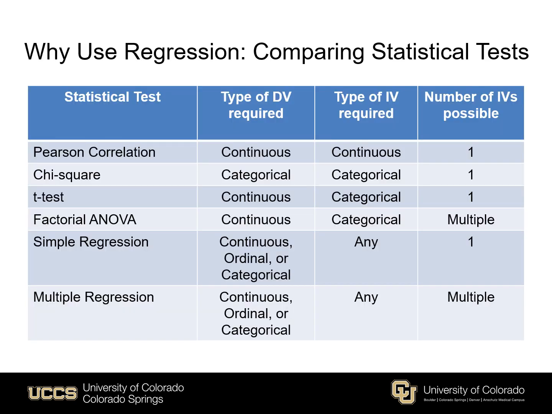I'd like to take just a few minutes and close the module by comparing regression to other statistical tests. Looking at this table I provided on the slide, in the first 3 rows I have 3 tests that are very common in basic statistics, and that's the Pearson correlation, chi-square, and t-test. And these 3 tests, although very common, they're also quite limited. First of all, they're limited in the number of independent variables that are possible. And they're also limited in the type of variable that can be used as the dependent variable or independent variable.